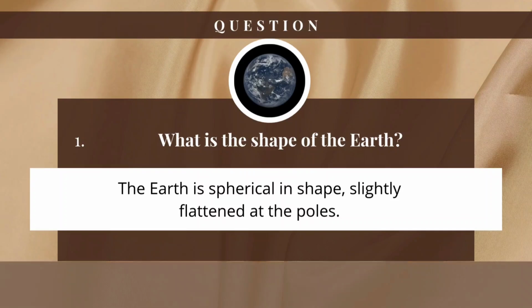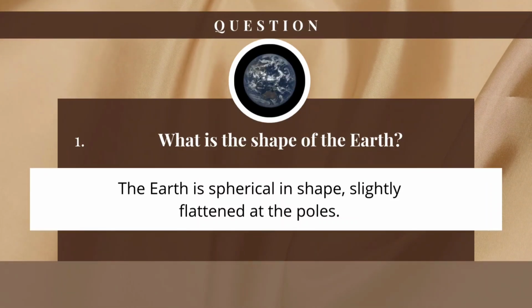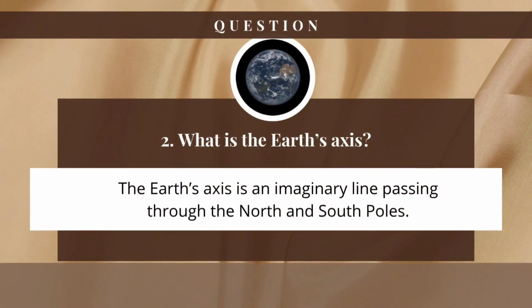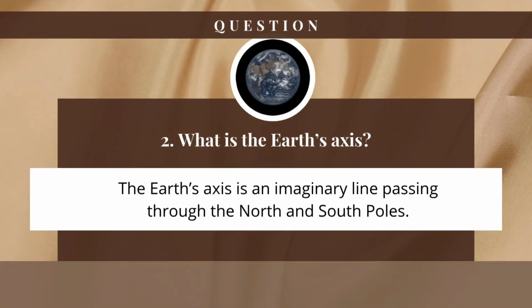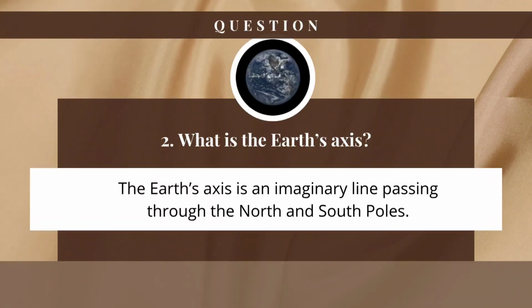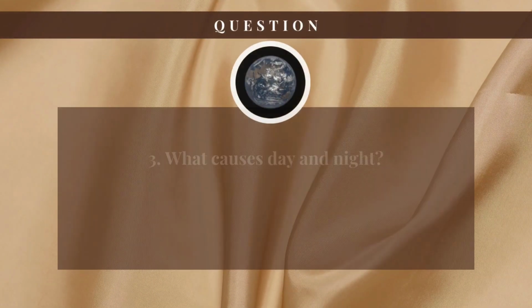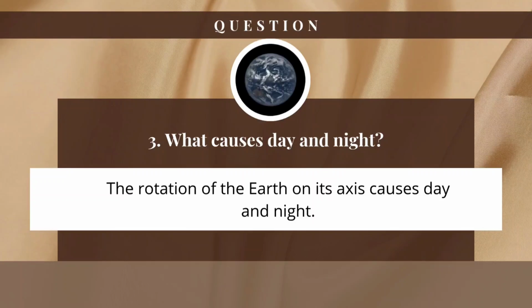1. What is the shape of the Earth? Answer. The Earth is spherical in shape, slightly flattened at the poles. 2. What is the Earth's axis? Answer. The Earth's axis is an imaginary line passing through the North and South poles. 3. What causes day and night? Answer. The rotation of the Earth on its axis causes day and night.